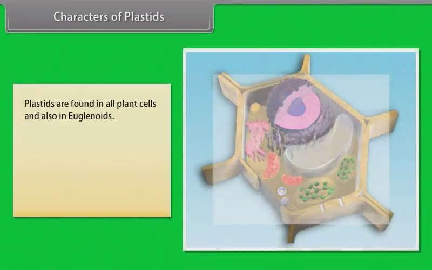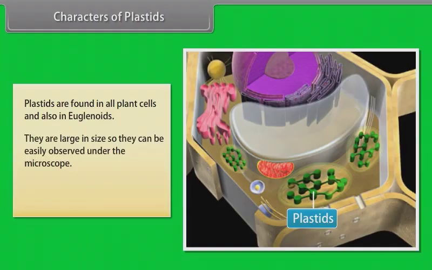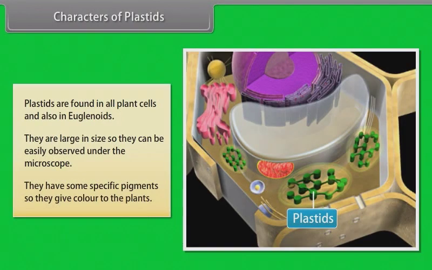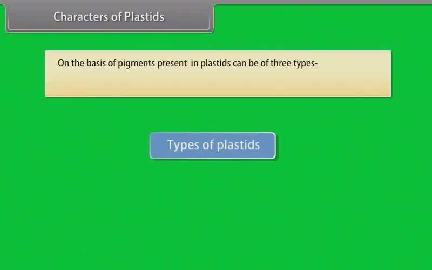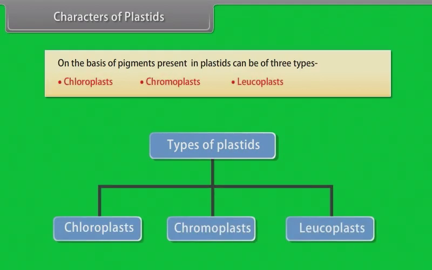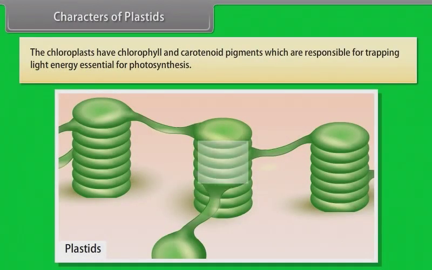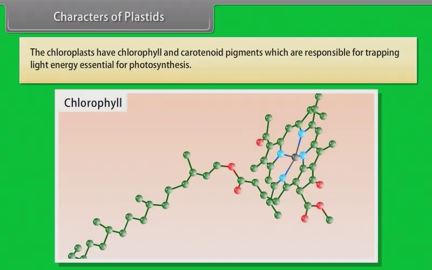Characters of plastids. Plastids are found in all plant cells and also in euglenoids. They are large in size, so they can be easily observed under the microscope. They have some specific pigments, so they give color to the plants. On the basis of pigments present, they can be of three types: chloroplasts, chromoplasts, and leucoplasts. The chloroplasts have chlorophyll and carotenoid pigments which are responsible for trapping light energy essential for photosynthesis.